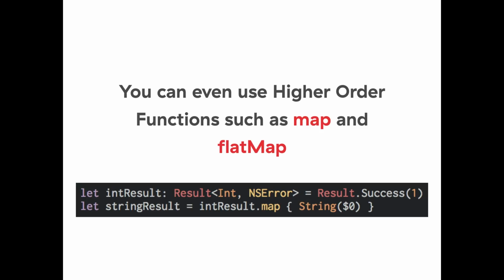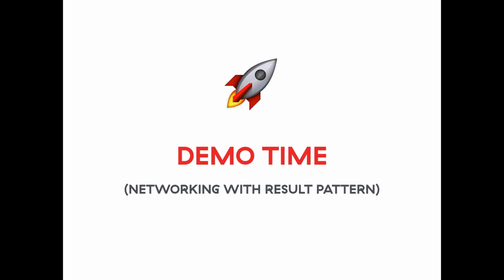So I have a question about the previous slide. What would be the result of string result in the case when the first line was result.failure and then some error? You would get the same failure. Yeah, you will get the string result, but it won't contain a value. It will just contain the failure or the error. So the enum will contain an error. Oh, okay. So this map wouldn't do anything in that case. No, it will just pass the error to the new result. It'll create a copy, of course. Okay, so let's move to the demo.